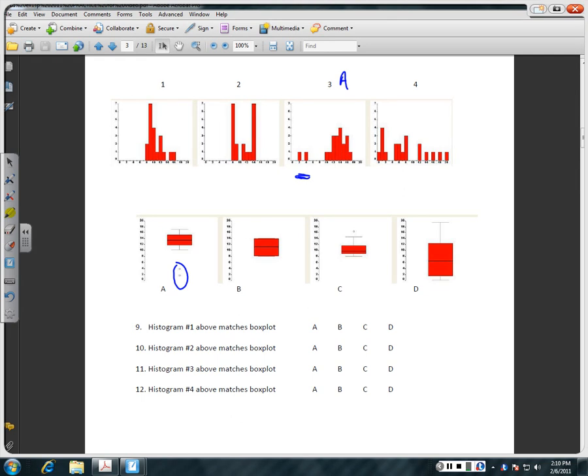And you can see that this is spread out all the way. It looks like there might be outliers, but they're so spread out all over the place that all you're going to get is this long tail here. So anyway, 4 is D.